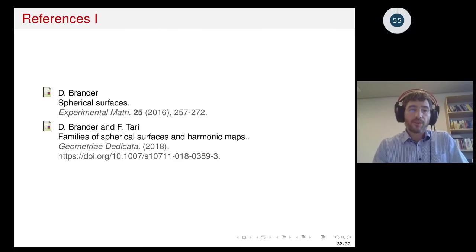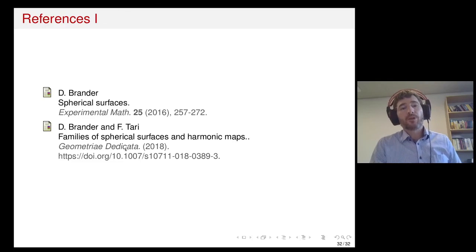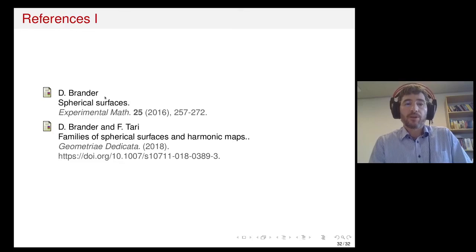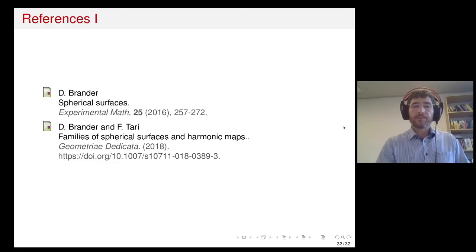These are the references for all of what I've been saying. You can find references about the DPW method in this paper, and it goes back maybe 20-30 years, and you can find the work about the bifurcations in this paper here. Alright, the next part of my talk will be about maximal surfaces in the Heisenberg group.